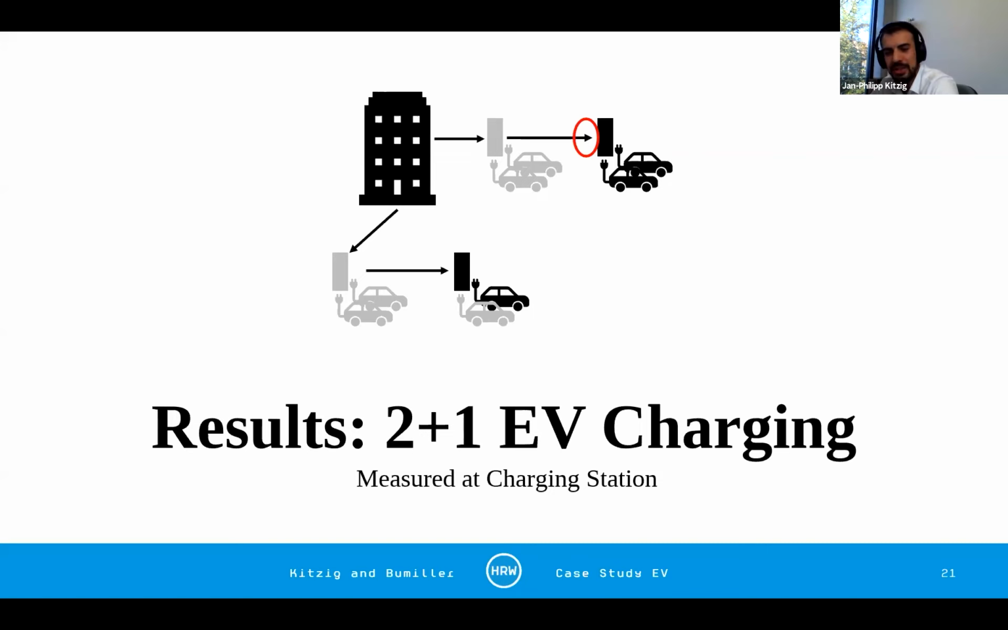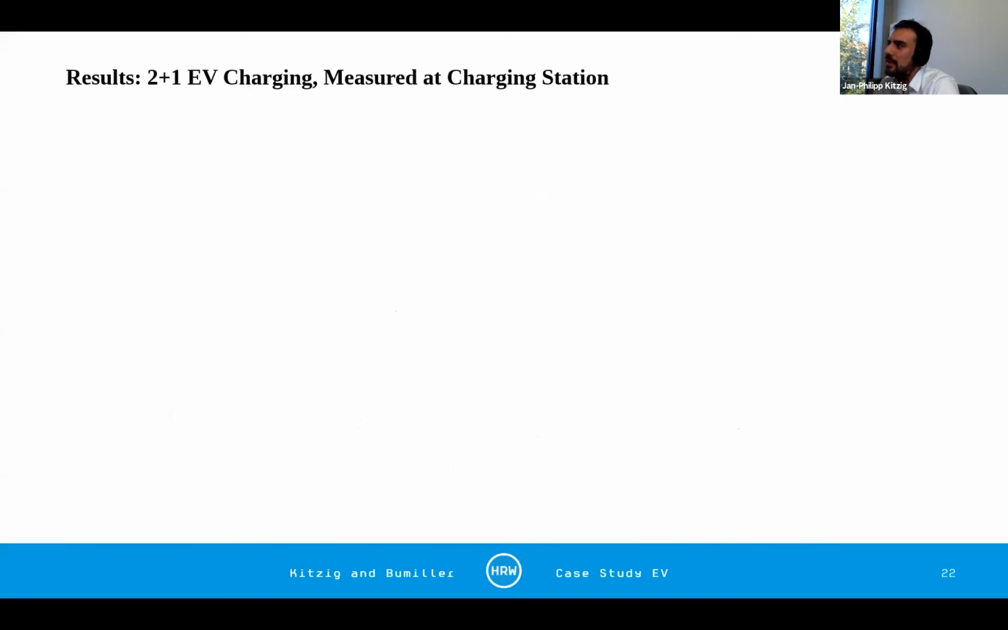This was a very angry employee that came to us and said, "Hey, I have charged my car. I want to be able to get home." So he plugged in his car and he just charged it. So we had the influence of this EV. This is why I say 2+1 EVs charging. But the results are quite interesting.